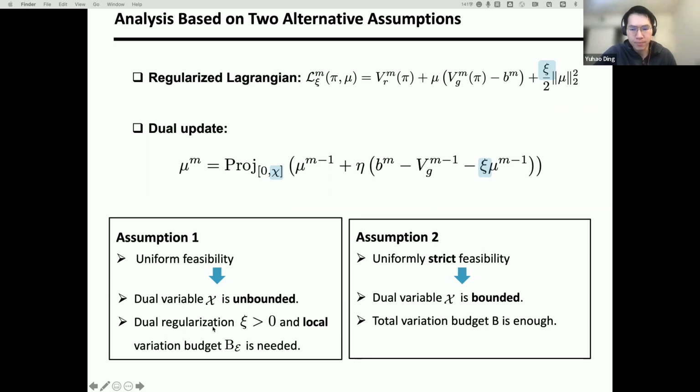On the other hand, if we have a slightly stronger condition on feasibility, that is, the constraints are uniformly strictly feasible, then the dual variable is well bounded. That is, this upper bound chi is guaranteed to be a finite number. Therefore, the dual regularization and the additional knowledge on the local variation budget are not needed.